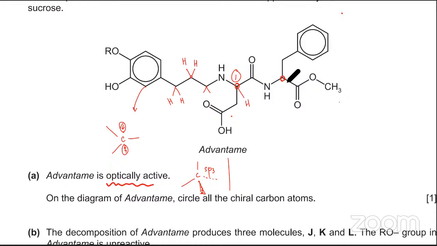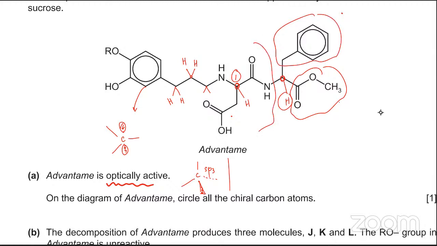Is this chiral? How many H's with this one? Yeah, it is 1. So all 4 are different, right? On one side you've got this group, and remember you have to look at the entire group. It's 1 group. That's the H. On the top you have this. On the left side you have this entire thing. So you have to look at the entire side. All 4 sides are different.